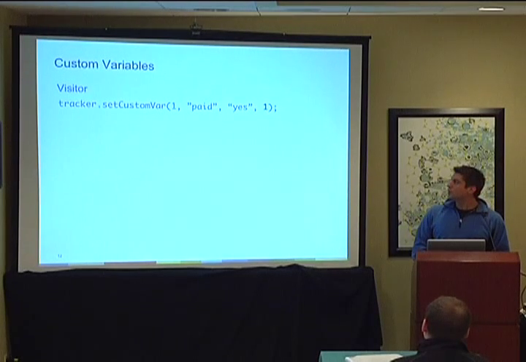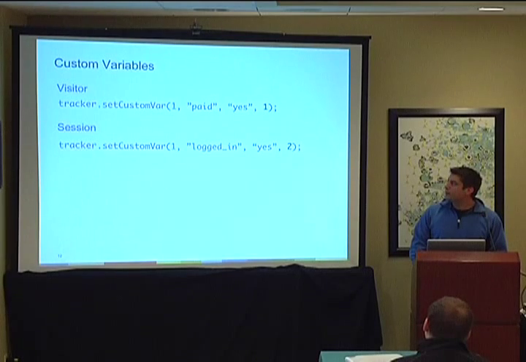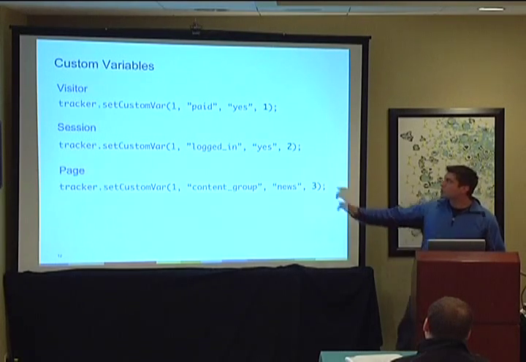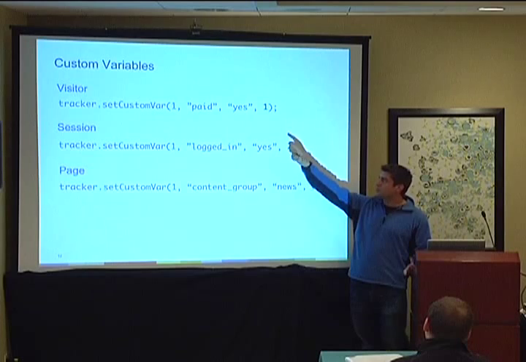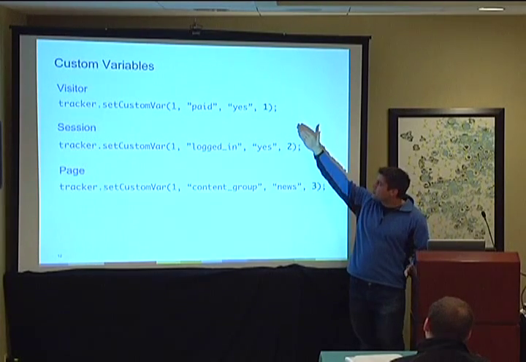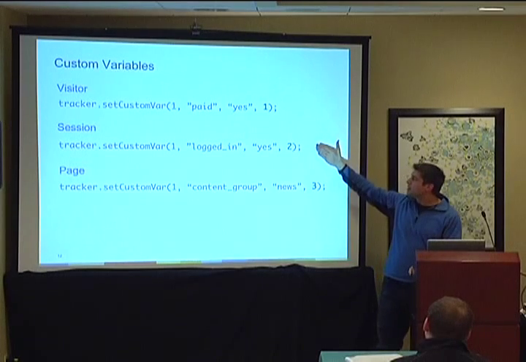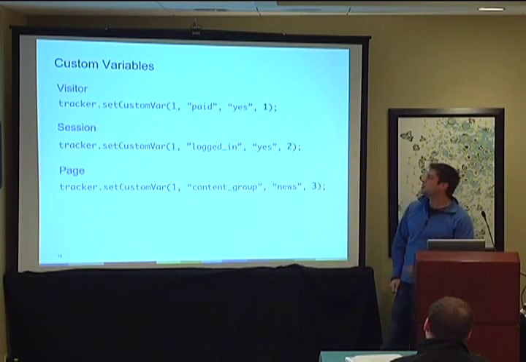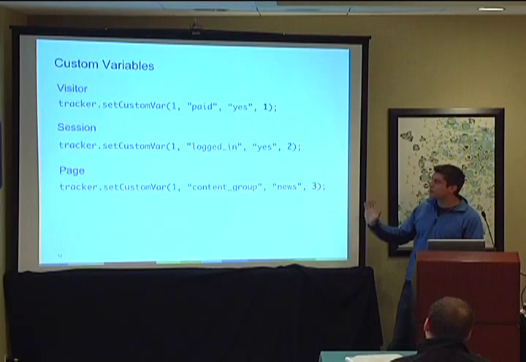Great. So custom variables, again, we have all the support for all of these in the actual SDK as well. They're pretty straightforward. You can set a custom variable. The first argument is the index, the second is the name, and then the value. And then you have various scopes, whether it's visitor, session, or page level scopes, and you just pass the numbers 1, 2, or 3.